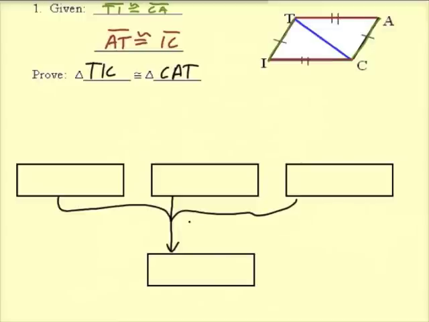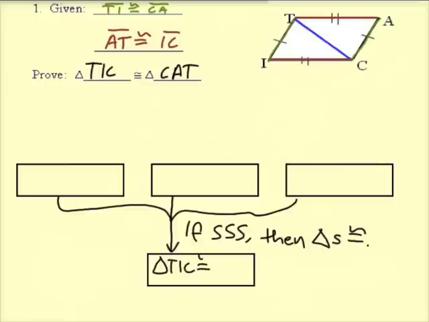And so in order to prove that these two triangles are congruent, well, first off, we should name them. We wanted to prove that triangle TIC was congruent to triangle CAT.